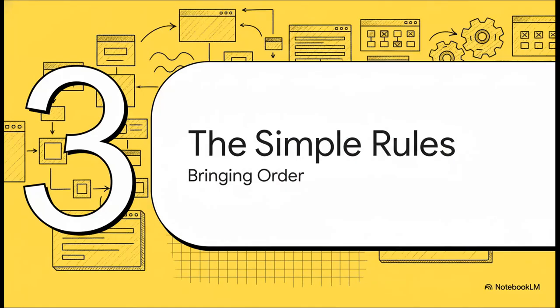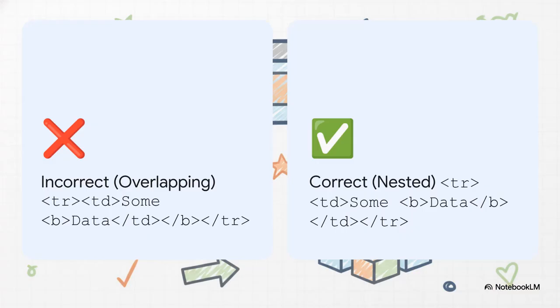So what are these magical rules that bring all this clarity? You'll be happy to know they're actually pretty simple and logical, and they are the absolute key to building a more predictable web. Okay, rule number one. Elements have to be nested perfectly. Think of them like those Russian nesting dolls. The innermost element has to be closed before the one that's wrapped around it. You can see it in the incorrect example, right? The bold tag opens inside the TD tag, but it tries to close after it. That's a no-go. The correct version closes the bold tag first, just as it should.